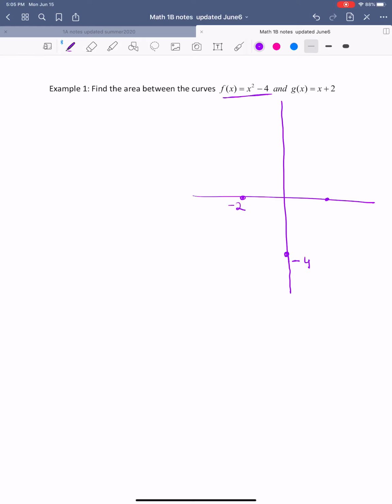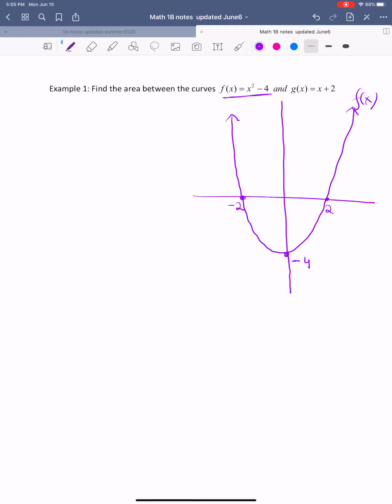I can just tell this by looking: if I plug x as 0, the y is -4. And if I plug y as 0 and factor that polynomial, then x comes out to be positive and negative 2. So those are the two x-intercepts. So here's my f of x graph.